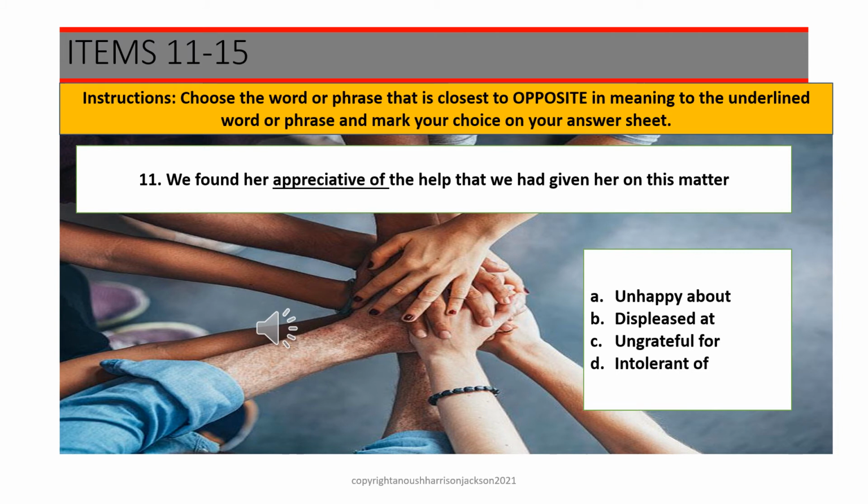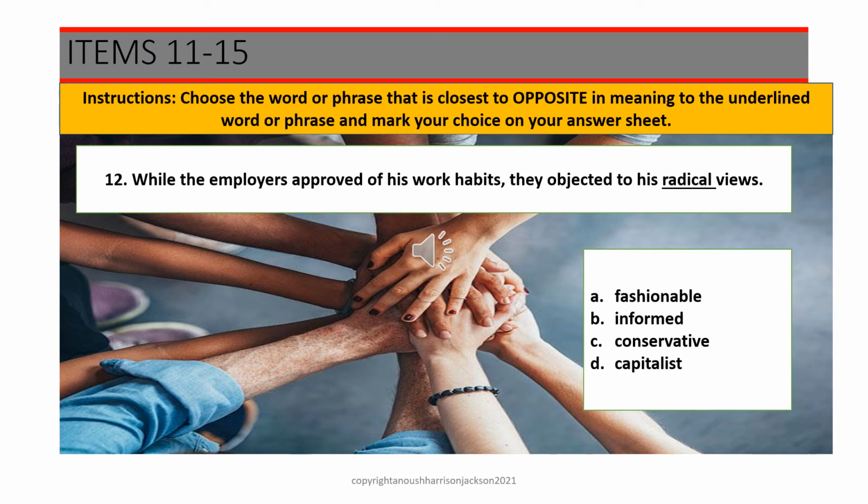Question 12 reads, while the employers approve of his work habits, they objected to his radical views. Is it A, fashionable, B, informed, C, conservative, or D, capitalist?